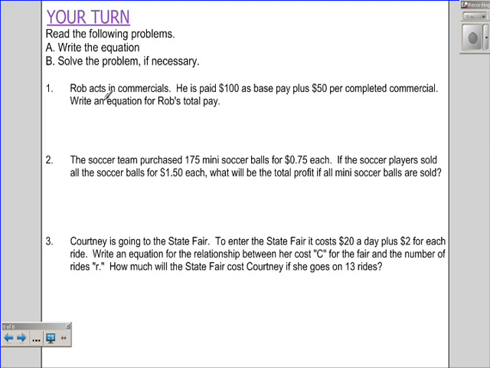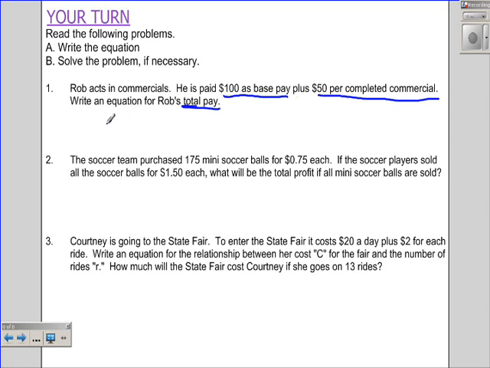Alright, let's take a look here. Hopefully you were successful in these 3 problems. So Rob acts in commercials. He's paid $100 as base pay, plus $50 per completed commercial. Write an equation for Rob's total pay. So I have total pay, $100 base pay, meaning that no matter what, he's going to get paid $100, and he gets $50 per completed commercial.